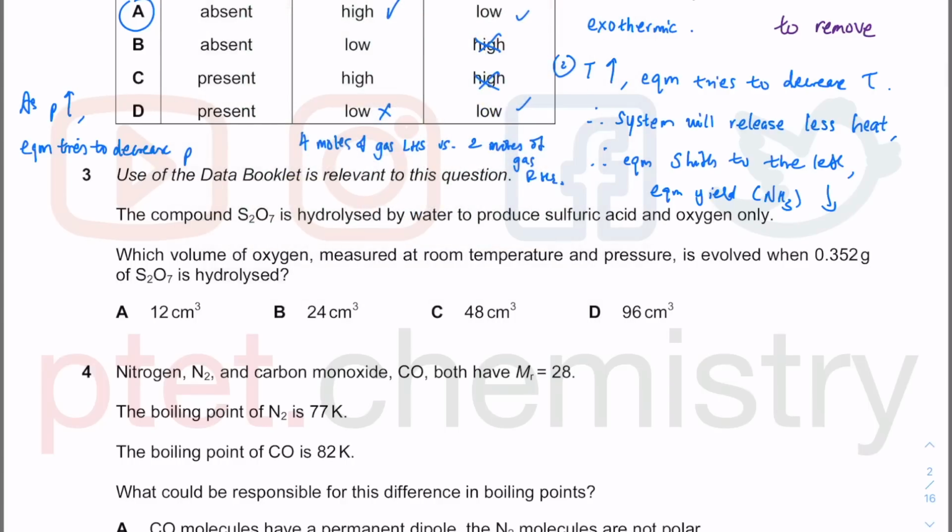Question number 3, so you do need a data booklet for this question. So this compound here S2O7, which is basically oleum, if I'm not mistaken, and you hydrolyze it in water to produce you sulfuric acid and also oxygen molecule as the only product.